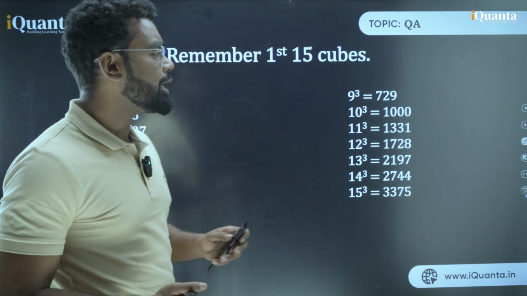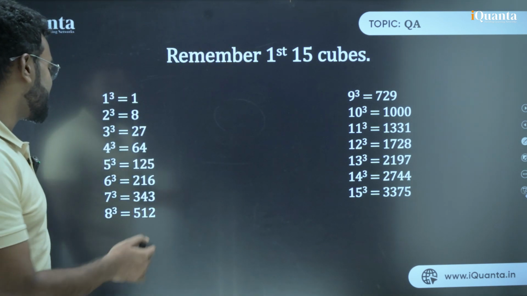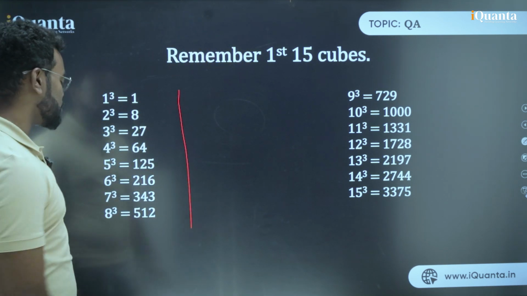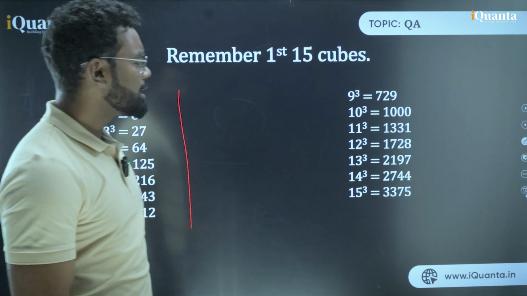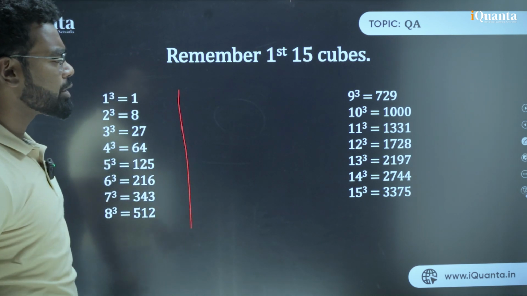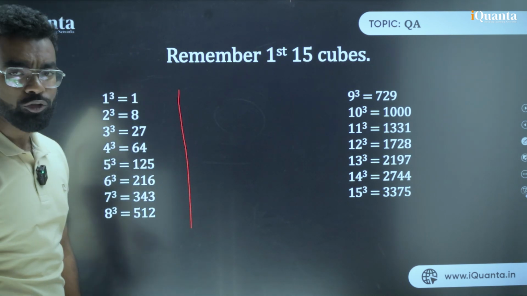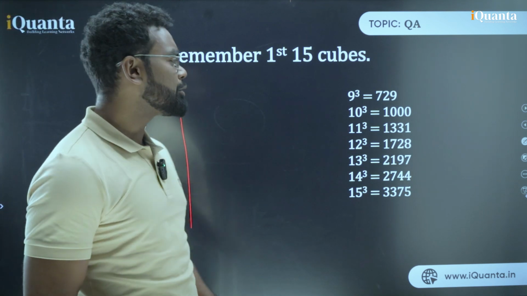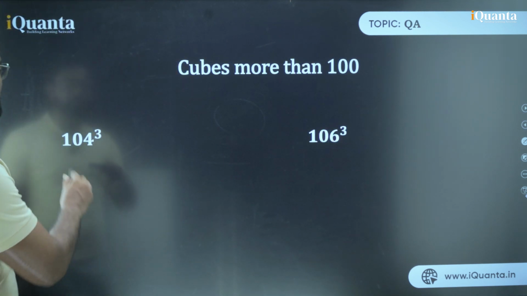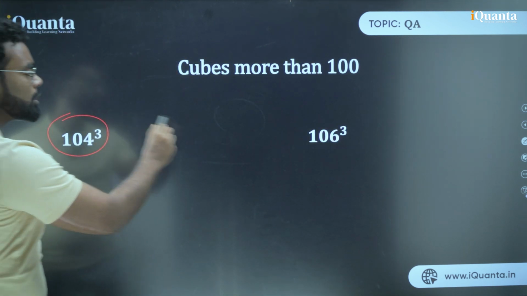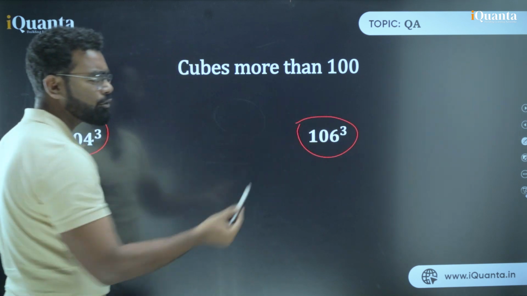The first thing you need to learn is the first 15 cubes, and it is written here. 1 cube is 1, 8 cube is 512, 9 cube is 729, 10 cube is 1000. It is already written, all these kinds of cubes. But what I need to learn is cubes more than 100. So we need to find 104 cube, 106 cube, this kind of numbers.